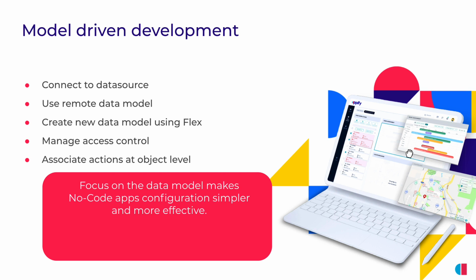Regardless of where these objects are coming from, you will be able to manage access control to make sure you don't overexpose data unintentionally to your users. Additionally, we will be able to associate extended actions at the object level. That means when objects are saved or updated, we will be able to take further action. The focus on the data model makes no-code app configuration a much simpler and more effective process. Let's dig into it.